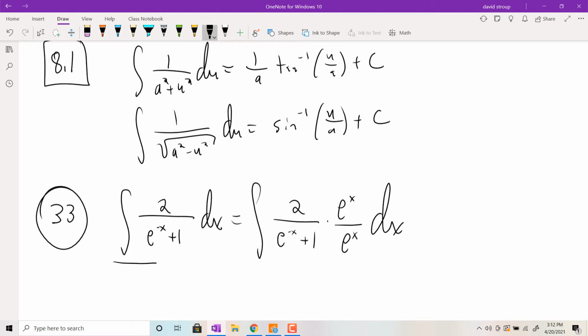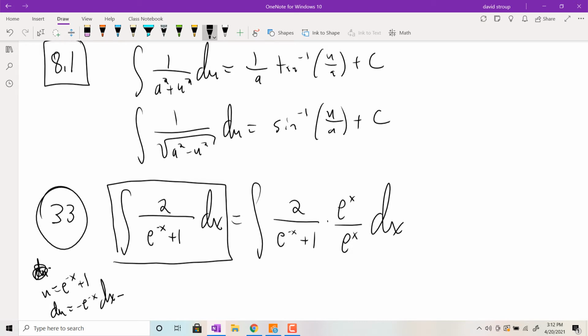Starting here, you cannot do a u sub because you would be left over with something. If you let u be e to the negative x plus 1, you would get du is negative e to the negative x dx, and that would give you a dx of negative du over e to the x. There would be no way to, well, I guess you could substitute for e to the negative x with u minus 1. Yeah, I guess you could maybe finagle it.